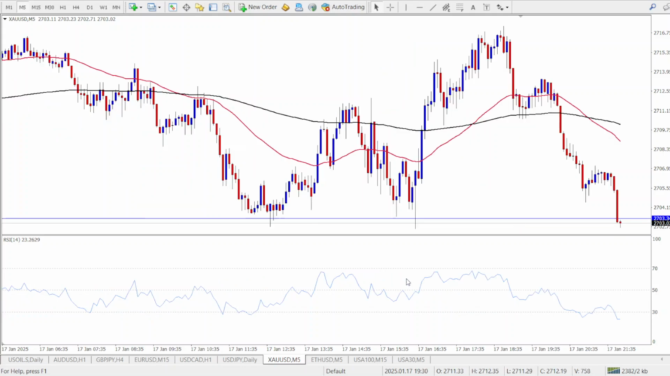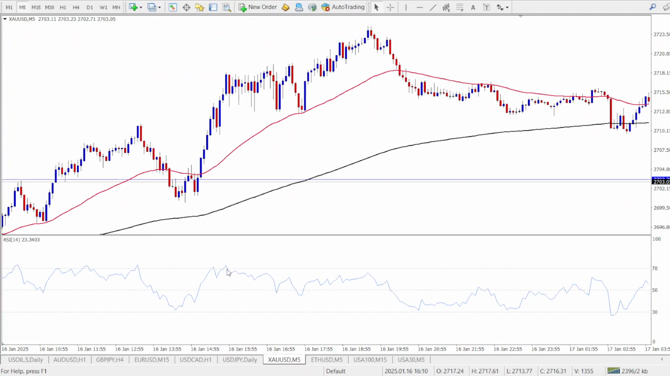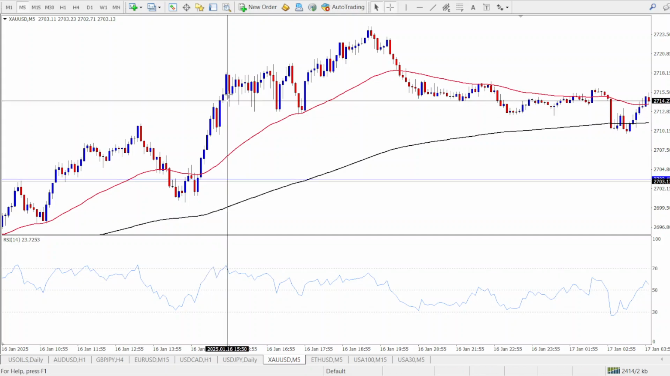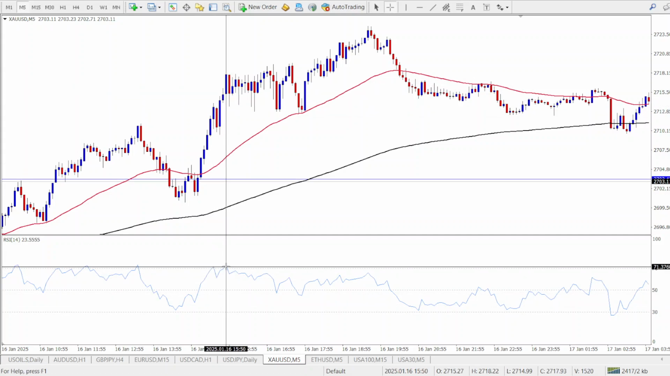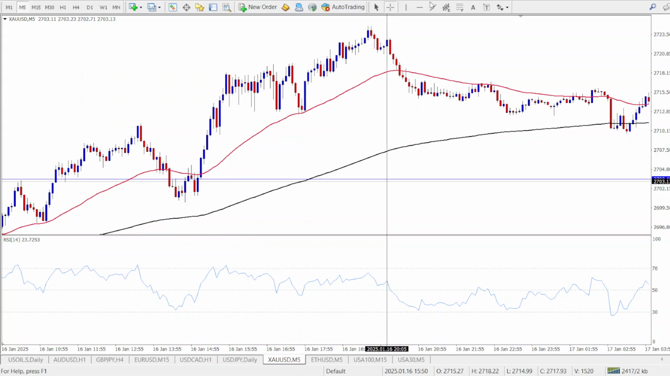Now, when RSI is above 70, it indicates that gold may be overbought, meaning that the price could reverse to the downside soon. In this particular scenario, we can see that the RSI gave us a sell signal as it was in the overbought territory, and shortly afterwards we had a brief pullback to the downside.